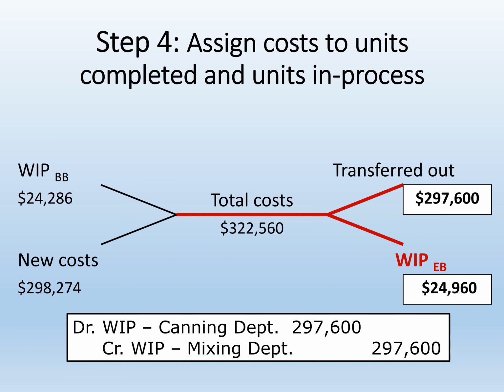The value of the units that didn't get finished during the month, which we just figured out in step 3, will become the work in process ending balance on the balance sheet for the month. And the very next day, it will become the work in process beginning balance for the next month.